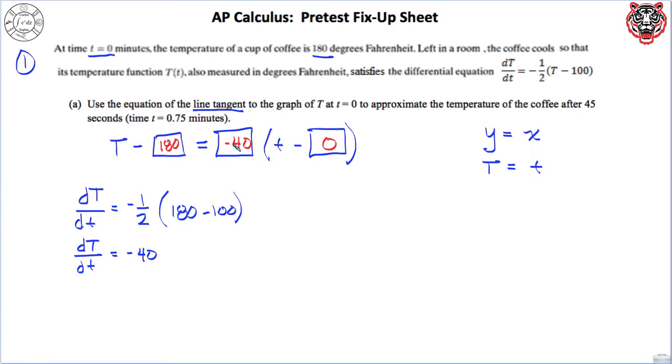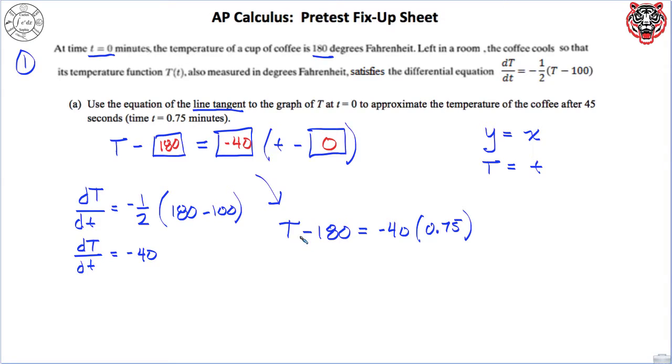And from there we have our equation. So now we need to approximate the temperature of the coffee after 45 seconds. After having our equation, now we're going to approximate using the equation. We're going to try t equals 0.75 and see what happens. So just rewriting this equation, we have T minus 180 is equal to our -40 times t. Oh, it's not a t anymore. We know what t is going to be. This is going to be 0.75. And I could write -0 if I wanted, but I'm just going to leave it like this.